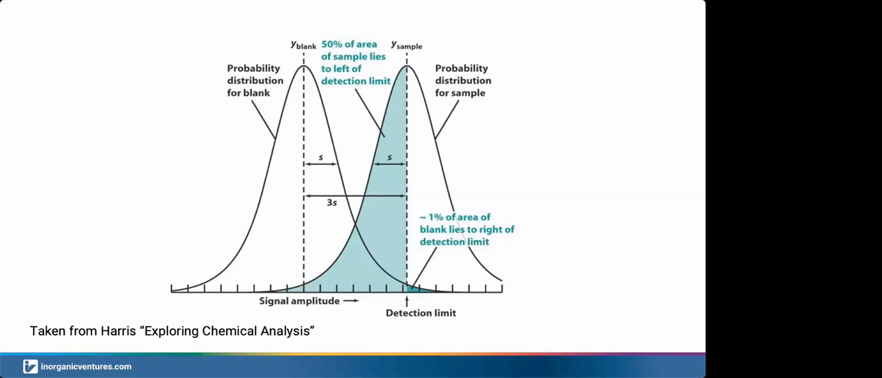When we move the sample curve to 3 standard deviations to the right, there's only 1% of the blank curve that is above the detection limit, or a 1% chance of a false positive. Remembering that probability curves never touch the x-axis, or are never zero, and separating the means of the curves by 10 standard deviations gives us a very small chance that the detected value is a false positive.